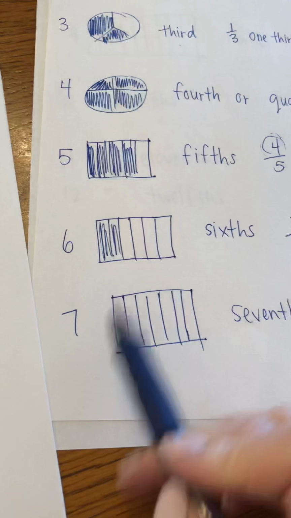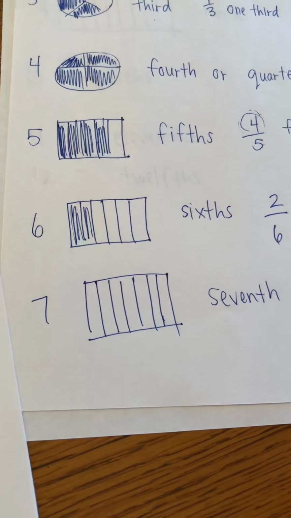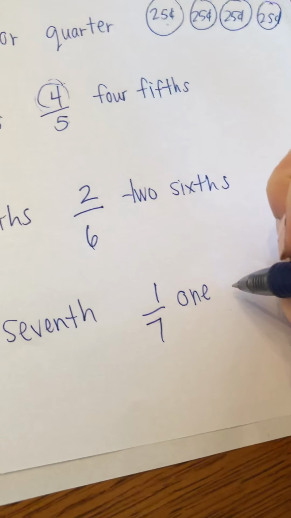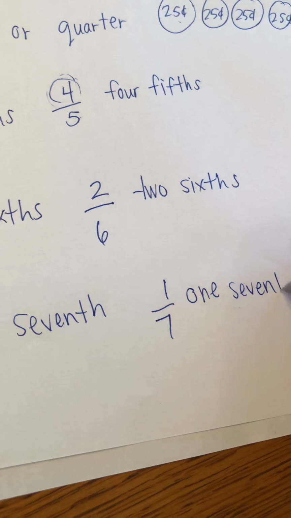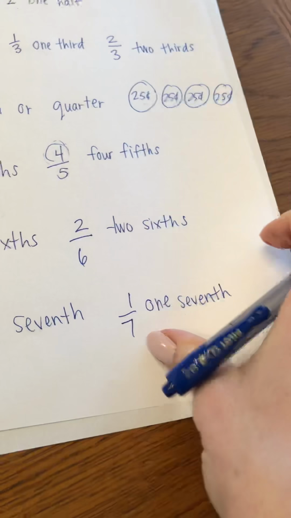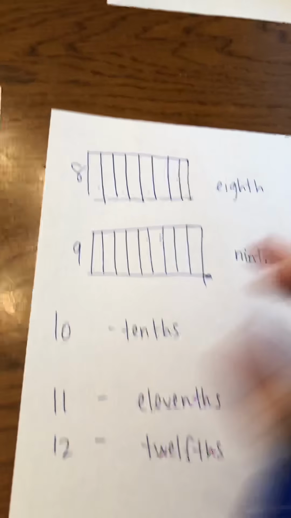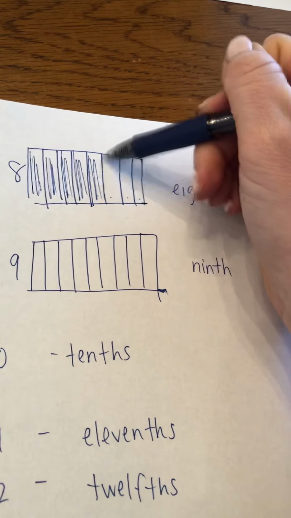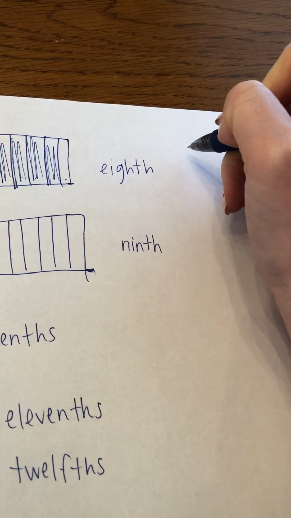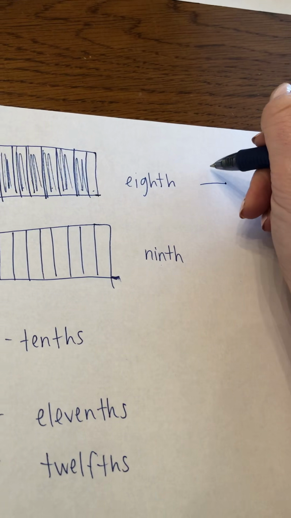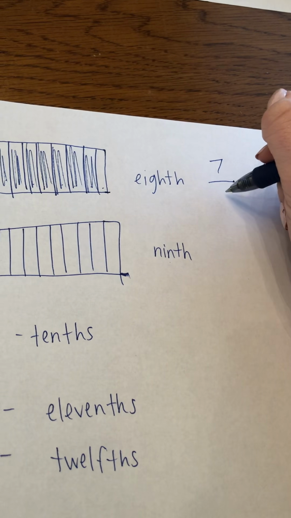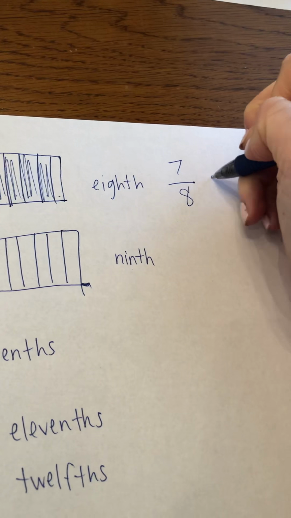Okay, so when we divide something into 7, we call each piece a seventh. So if I ate 1 of those, that would be 1/7. So my top number is normal, 1. My bottom number is my special fraction word, 7th. Eighths, let's say I eat 1, 2, 3, 4, 5, 6, 7. So in your head, think, what is going on top and what is going on the bottom? So I ate 7 of the pieces, and there's 8 total. So I ate 7/8.